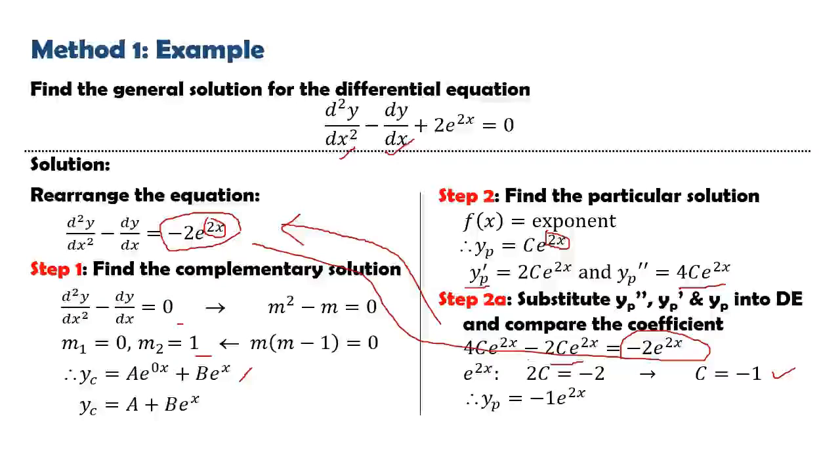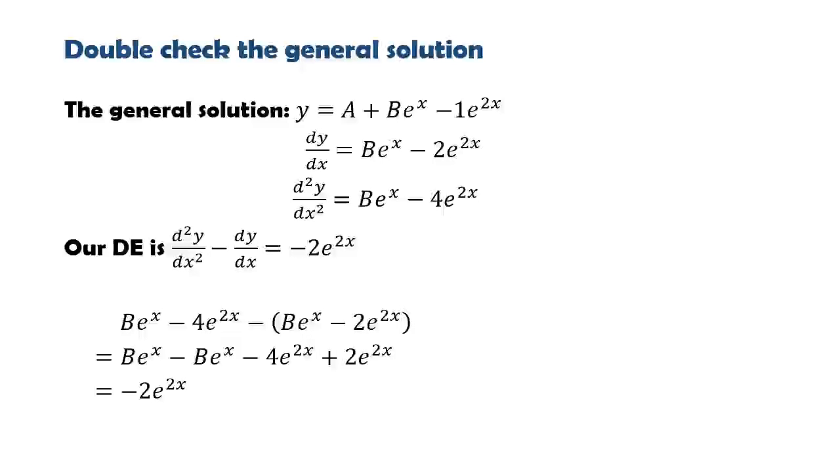So now we can get the particular solution, which is equivalent to -1 e^(2x). Hence, we can get the general solution for this differential equation, which comprises yc and yp, equal to a plus b e^x minus e^(2x). We can always double check the solution that we obtain. In example 1, the general solution is a plus b e^x minus e^(2x).